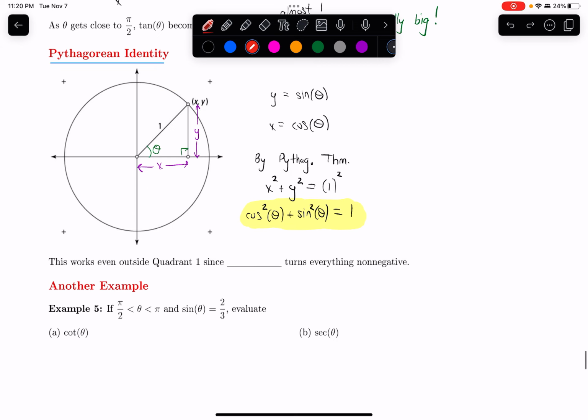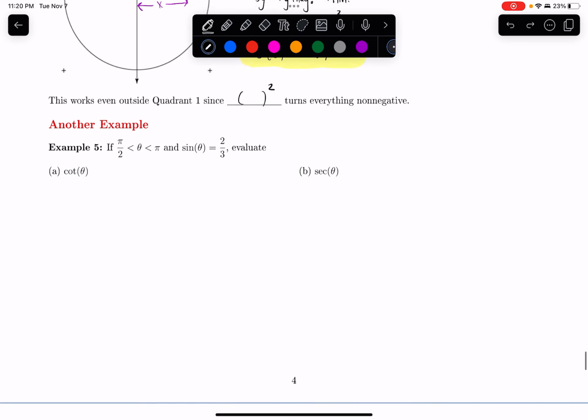One quick thing I want to mention is that in my picture, I assumed that this angle corresponded to a point in the first quadrant. But it turns out that this works even outside of that first quadrant. Even if I was over here, or over here, or over here, it works in any of those, since when I plug in for x or y in any of those quadrants, they're going to get squared. And when I square them, it turns everything non-negative. So it gets rid of the problem where some of my coordinates could be negative, and then it'll end up working.